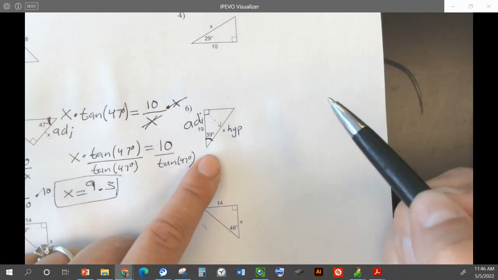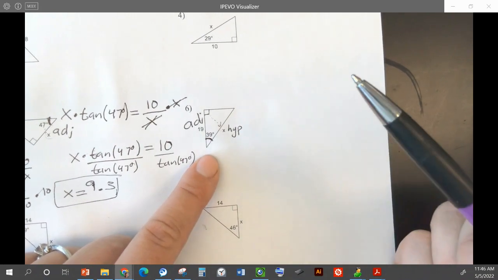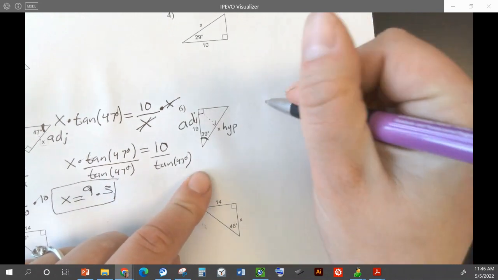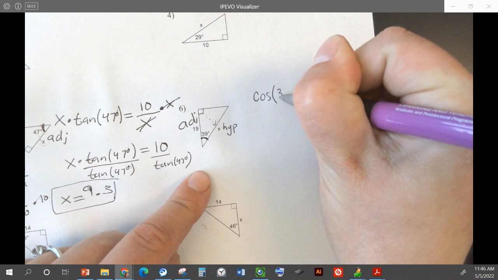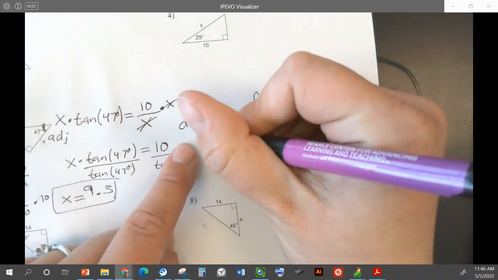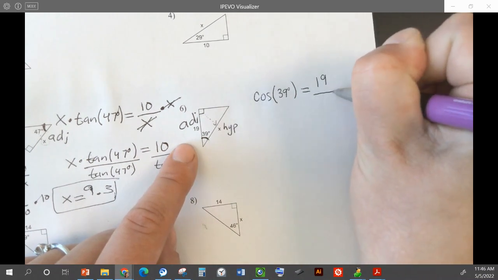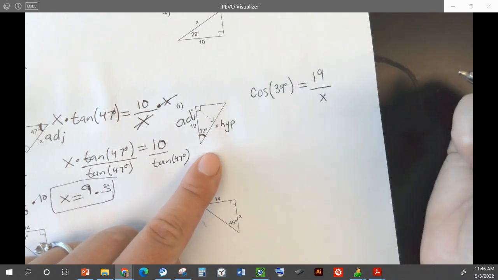All right. What trig function are we going to use? We have adjacent and hypotenuse. Good, cosine. So we're going to do cosine of the angle. Cosine of 39 is the adjacent side, so 19, over the hypotenuse, which is x. So x is on the bottom.